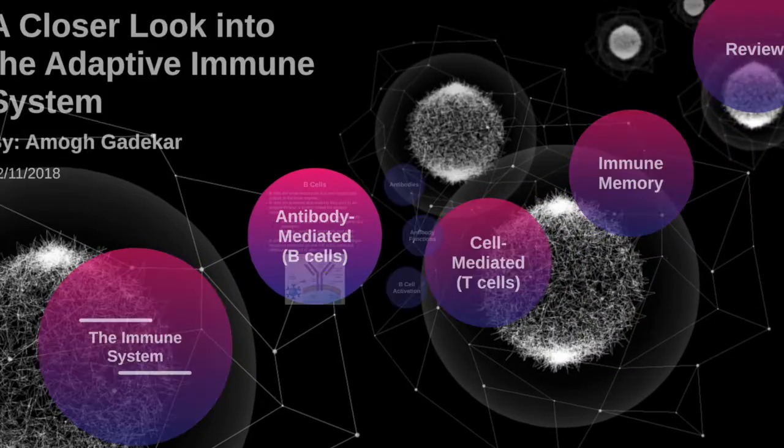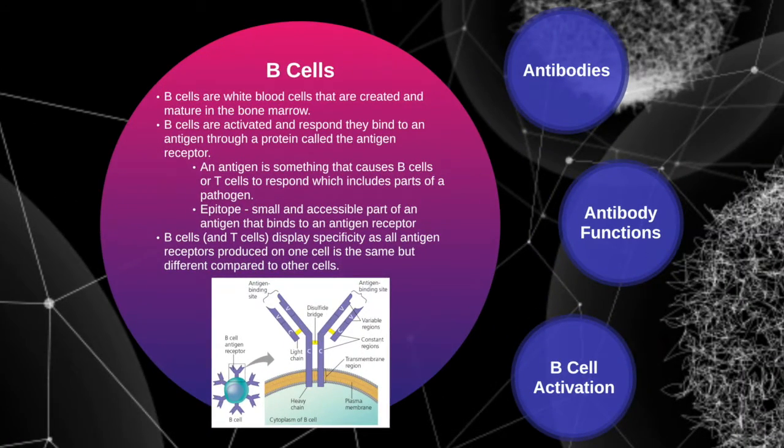So the antibody-mediated response includes the B cells, and B cells are white blood cells that are created and mature in the bone marrow. They become activated and respond when the antigens bind to their antigen receptor proteins on their cell surfaces. Now, we have some new vocab terms. An antigen is really something that stimulates B or T cells, and this includes parts of pathogens. Antigen receptors bind to the epitope of antigen, which are just small accessible parts.